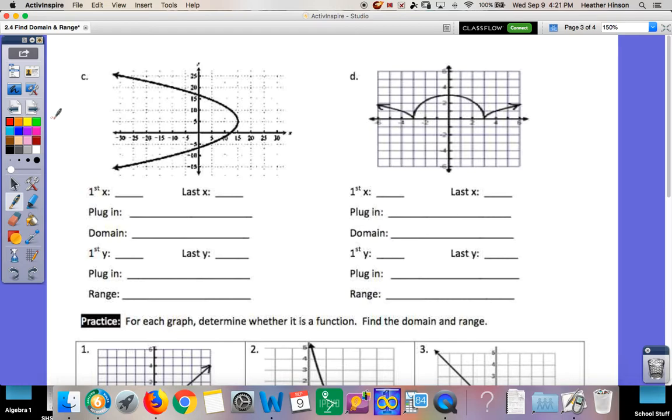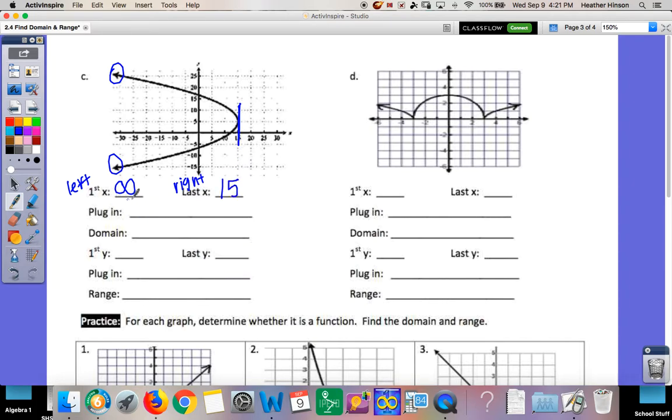Okay, let's try C. For C, starting with domain as always, first x value, we're going to start on the left. For the last, we're going to the right. So on the left, the very, very left over here, we have arrows. Arrows are going to be infinity. On the right, the super right side over here, that one's going to hit at 15.